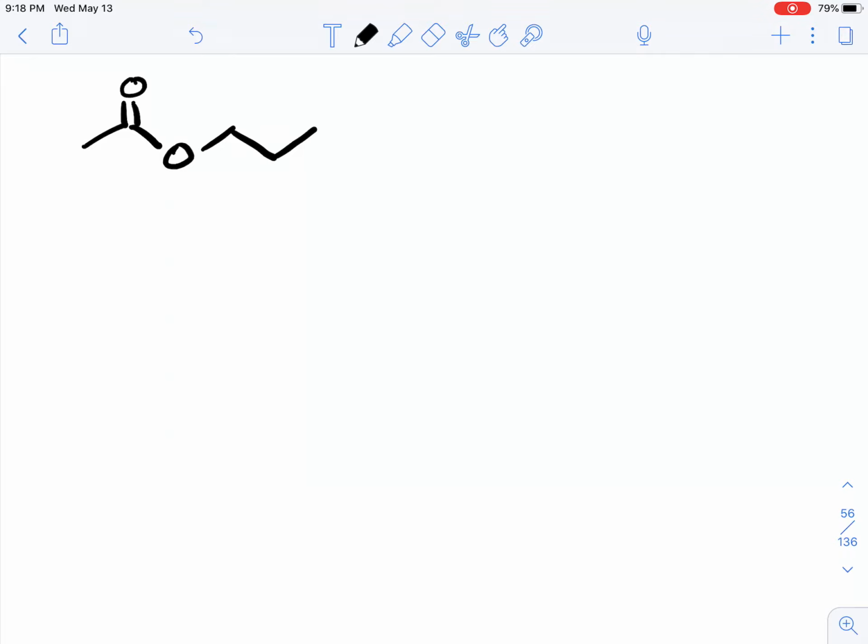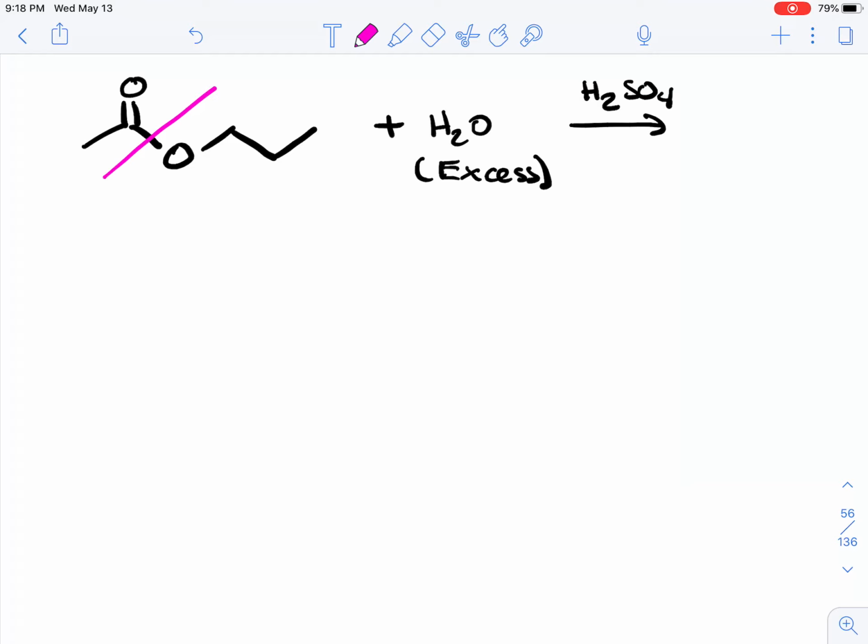Okay. And so if this is our organic compound, that would represent propyl acetate. And if I treat this organic compound with excess water in the presence of a strong acid, such as sulfuric acid, what's going to happen is that the covalent bond between the carbonyl carbon and the ester oxygen is going to break.